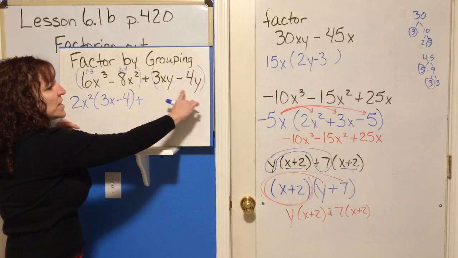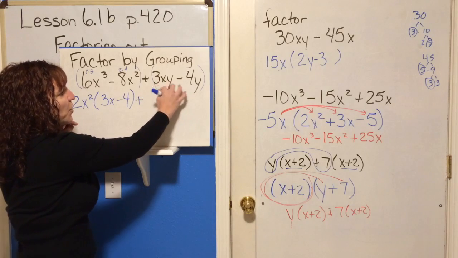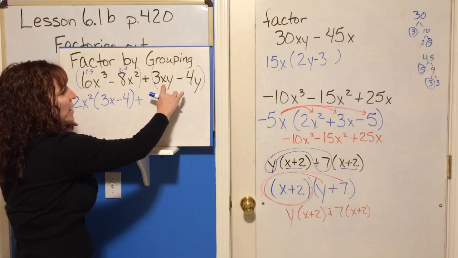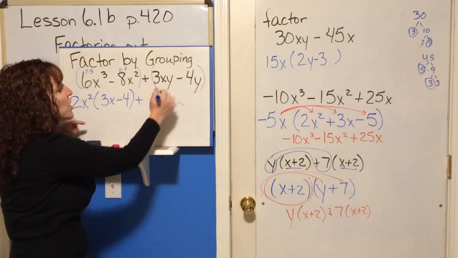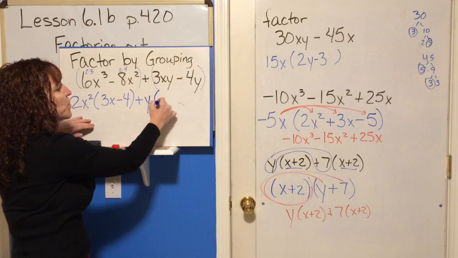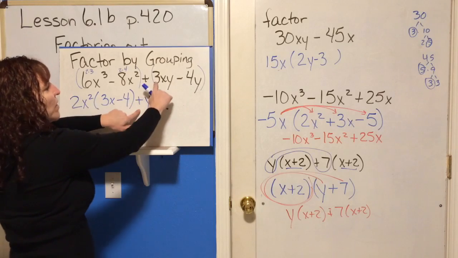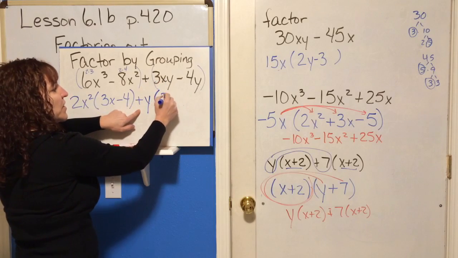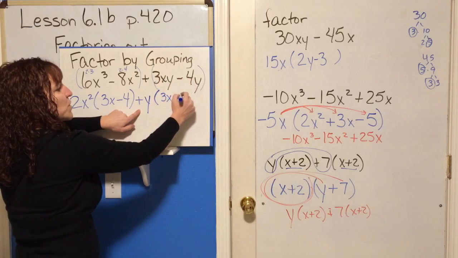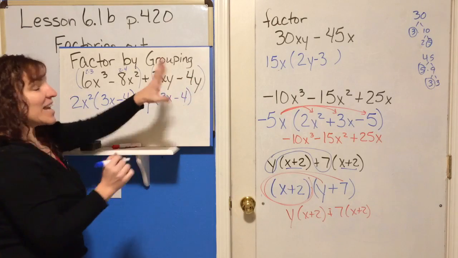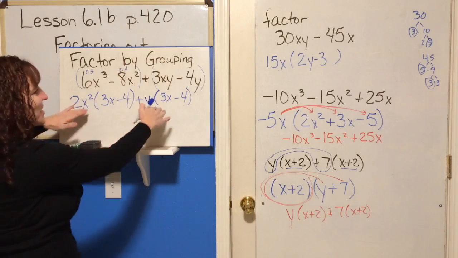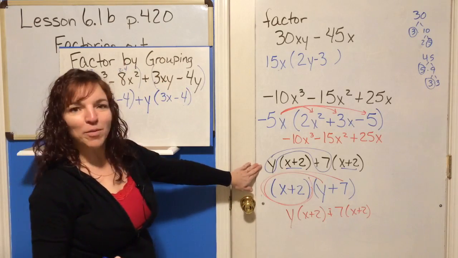Plus, what do these 2 terms have in common? Well, the 3 and the 4, there's nothing in common. They don't have the x, oh, the y. They do have a y in common, right? So you can pull out the y. And now, 3x is what's left here, minus 4, because the y we pulled out. And now, does this look a little bit like this problem here?